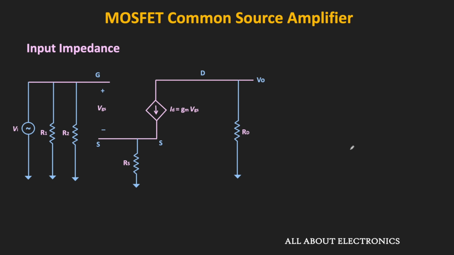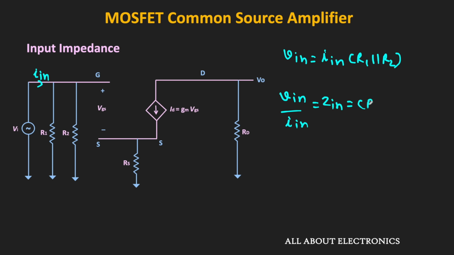So in this case, the input impedance will remain the same because here the gate to source terminal acts as an open circuit. That means the input current Iin is flowing through the parallel combination of this R1 and R2. That means Vin is equal to Iin times (R1 parallel R2). Or we can say that Vin divided by Iin, or the input impedance, is equal to R1 parallel R2. So this is the input impedance for the common source amplifier including the source resistor.